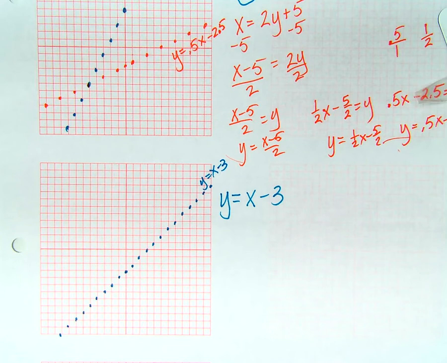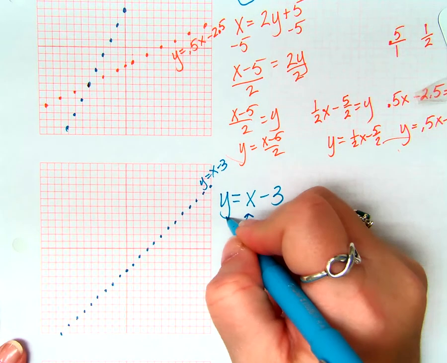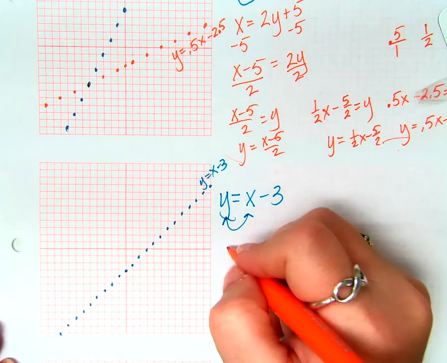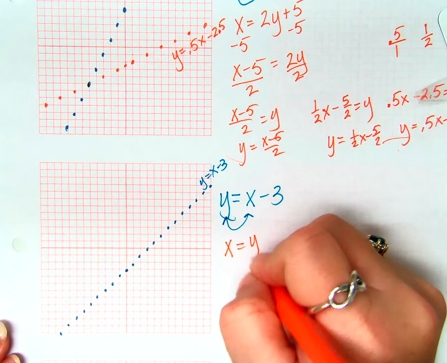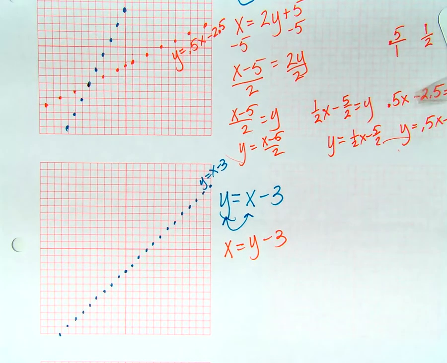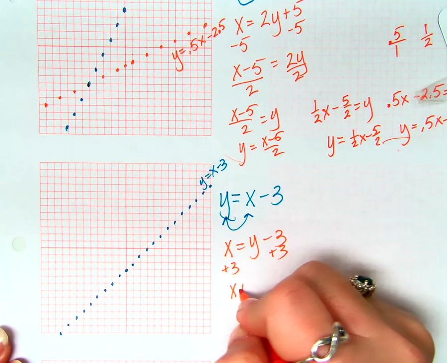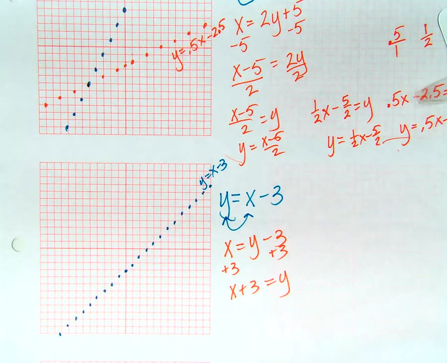Now, how do I find the inverse? Switch them. Switch x and y. When I switch x and y, I get x equals y minus 3. So how do I solve for y? Perfect. Add 3. X plus 3 equals y.